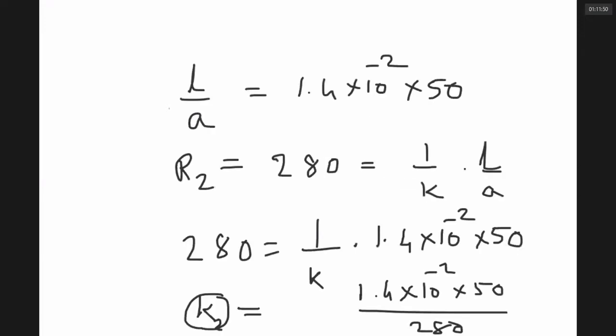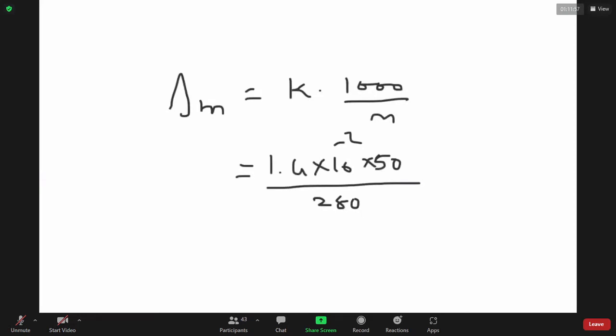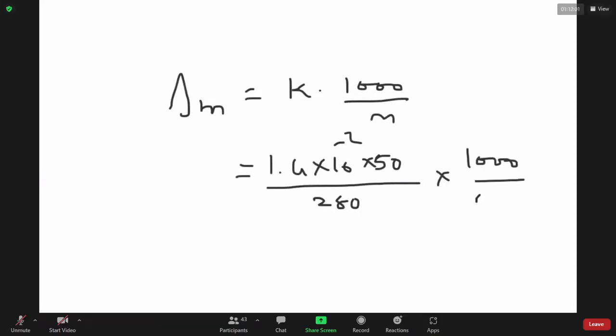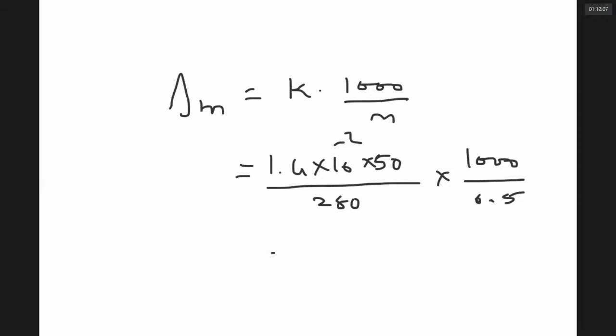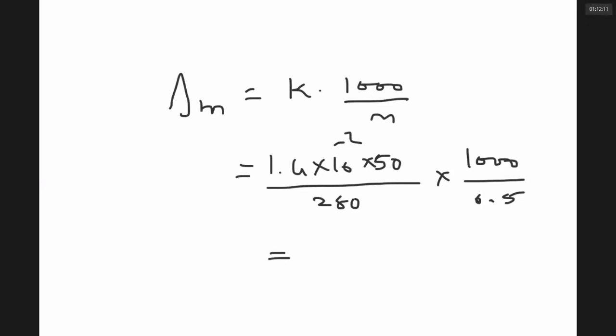1.4 into 10 to the power minus 2 into 50 by 280. Can you see it clearly? Yes. This into 1000. What is the molarity of the second solution? 0.5. So if I simplify, how much answer will I get? 5 Siemens centimeter square per mole.